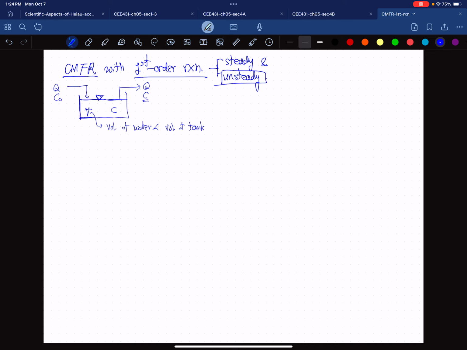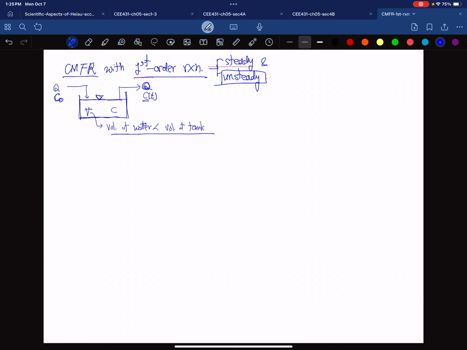So you have a reactor like this, and then your inlet concentration is C0, with the flow rate Q, then your outflow rate is also Q here. Otherwise, your water level is changing, which is not what we want. And C is the effluent concentration. And V is the volume of the water or solution, which is technically less than the volume of the tank.